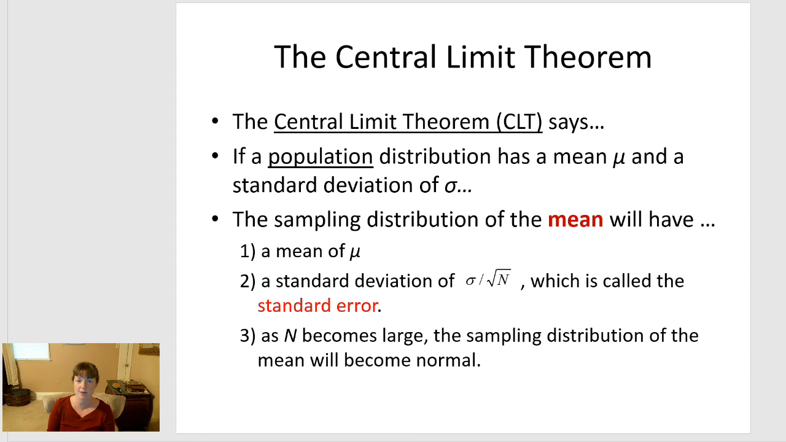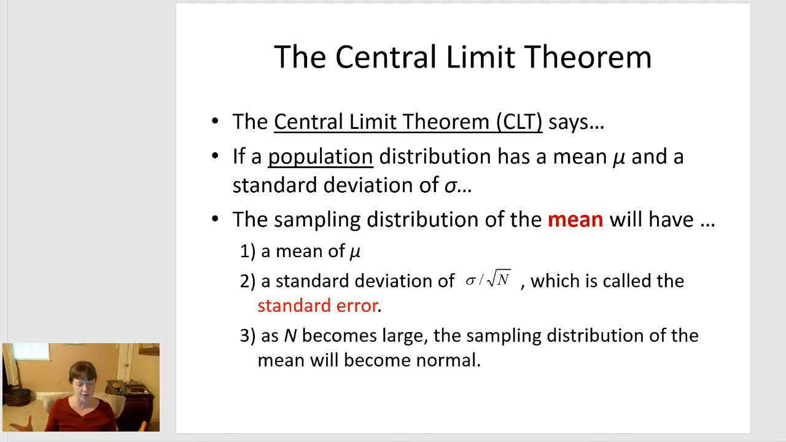And so the central limit theorem says, number one, that the average of all of the x bars, the average of all of the means, will be equal to the true population mean. And here's why that is. You can memorize the rule, but I want to explain why that's true. Think about it this way.